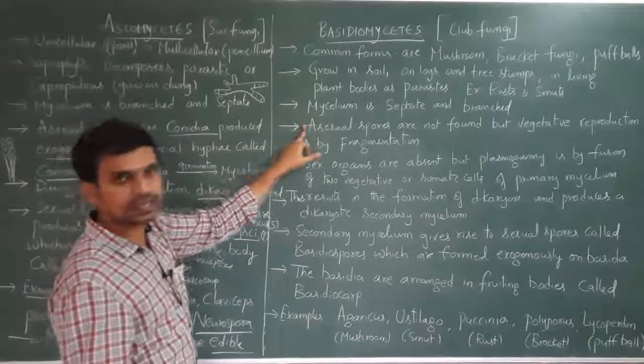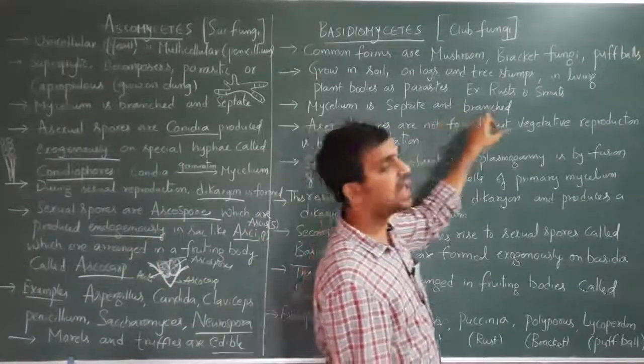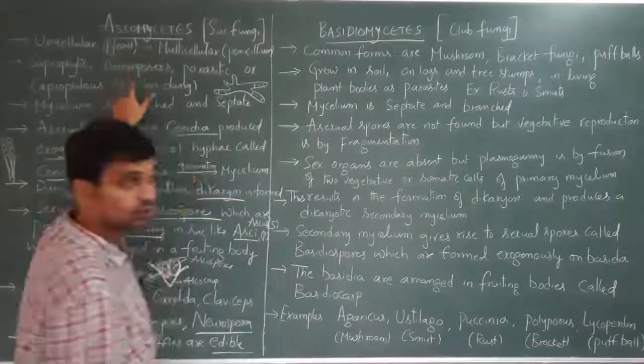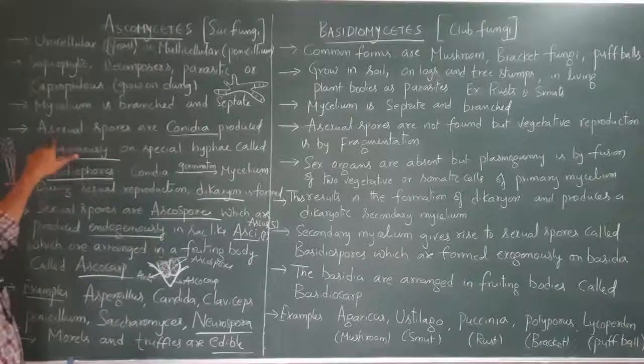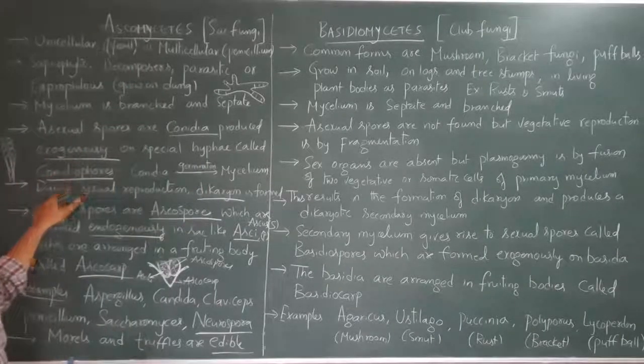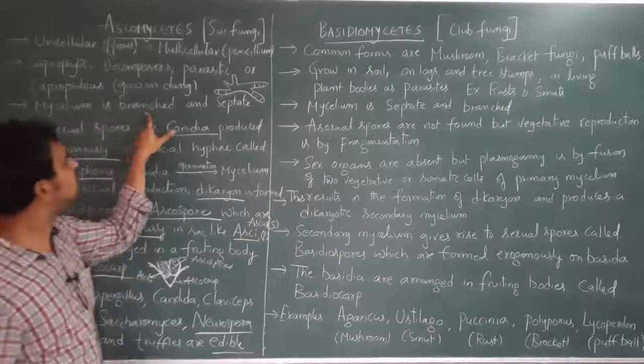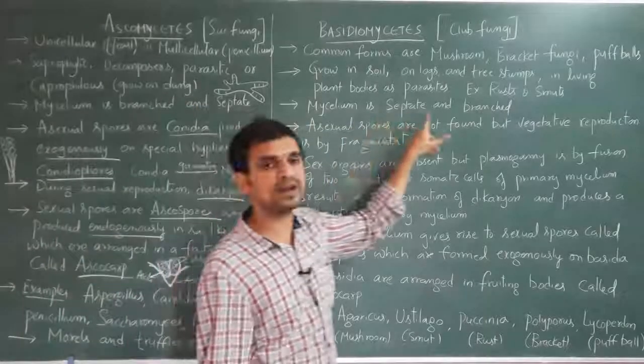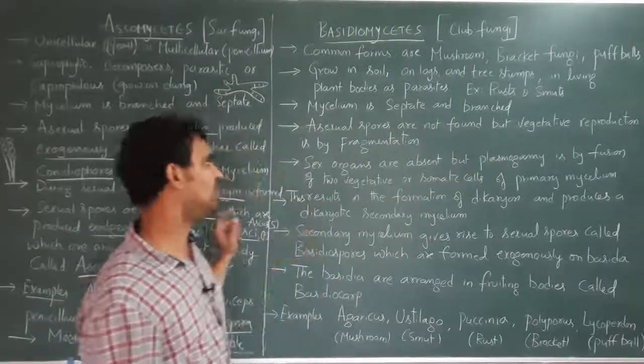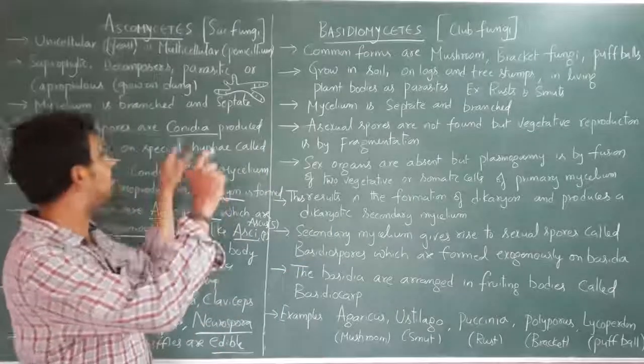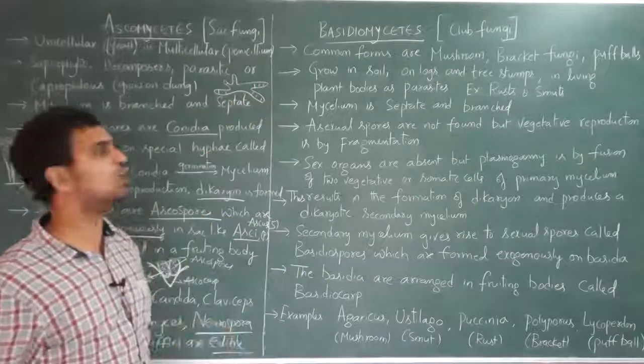Next, mycelium is septate and branched like that of the ascomycetes. So this is again one of the common features of ascomycetes and basidiomycetes. The mycelium is branched and septate. We already discussed that branched means it contains branches, and septate means they contain cross walls.